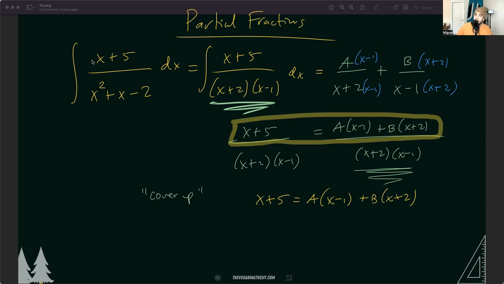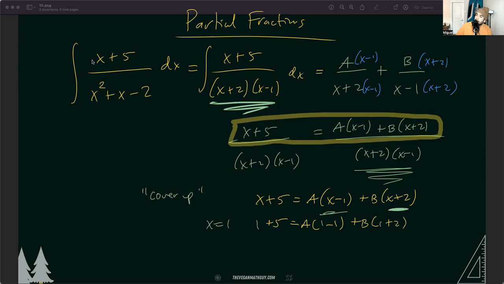And the way they do this is they want you to think of what can I plug into one of the parentheses on the right side so that they cancel out. For example, if I plug in x is equal to 1 into the equation, well, I'm going to get 1 plus 5 equals a times 1 minus 1 plus b times 1 plus 2.